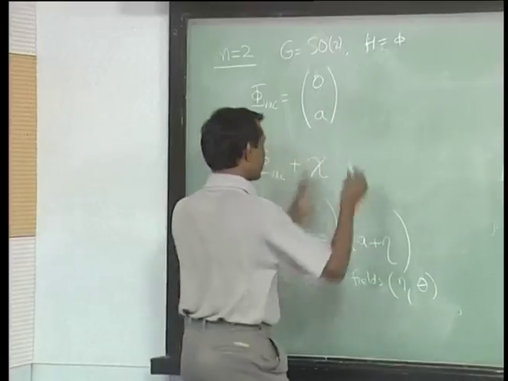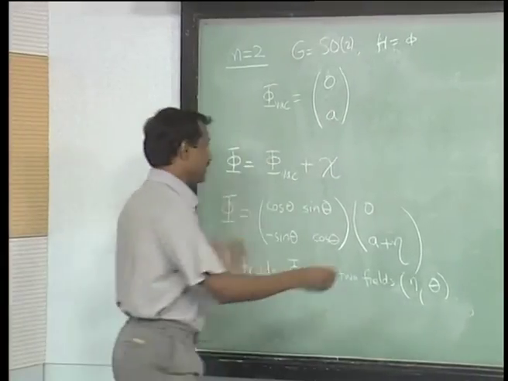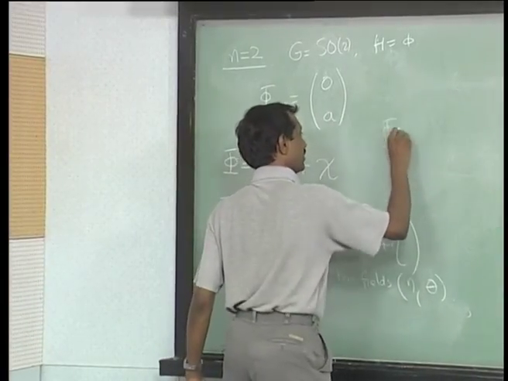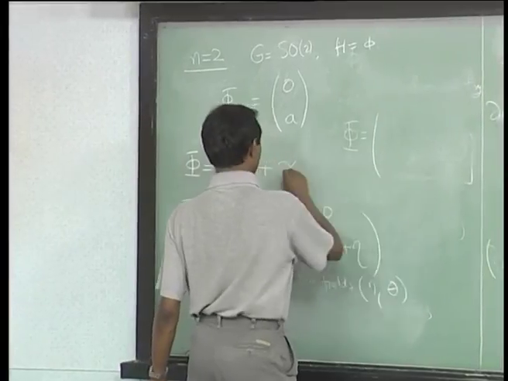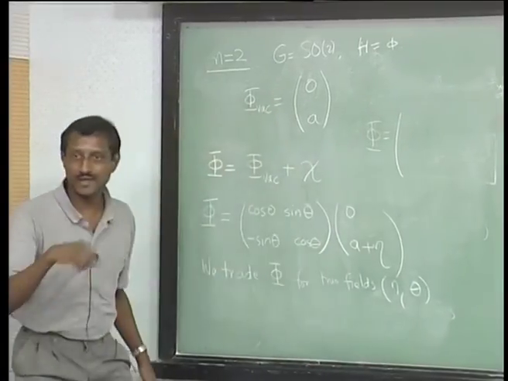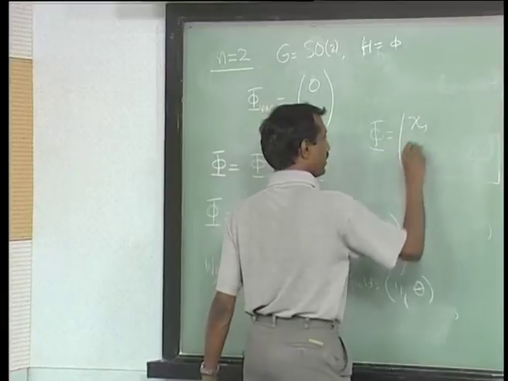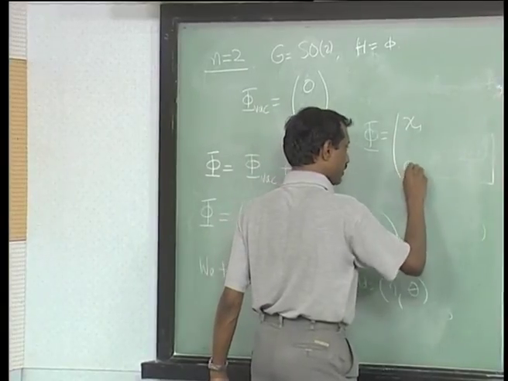So, let us for a moment do it. Let us write phi, and call the doublet chi 1 and chi 2. Then I would write chi 1, and then I would write A plus chi 2.